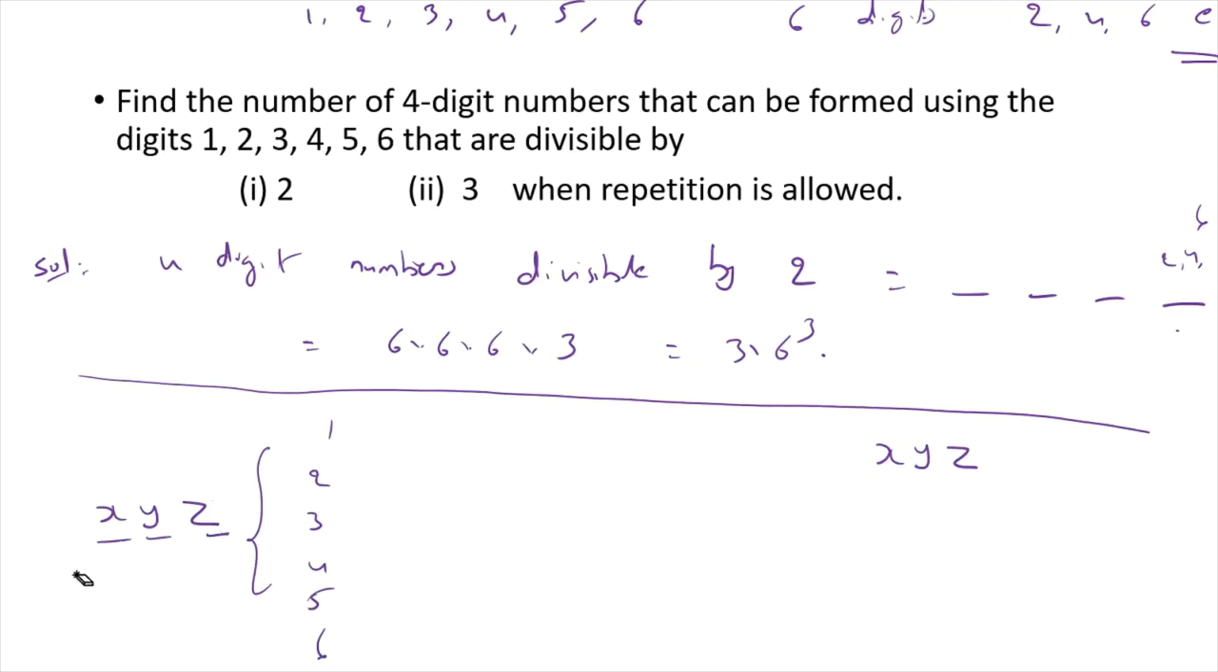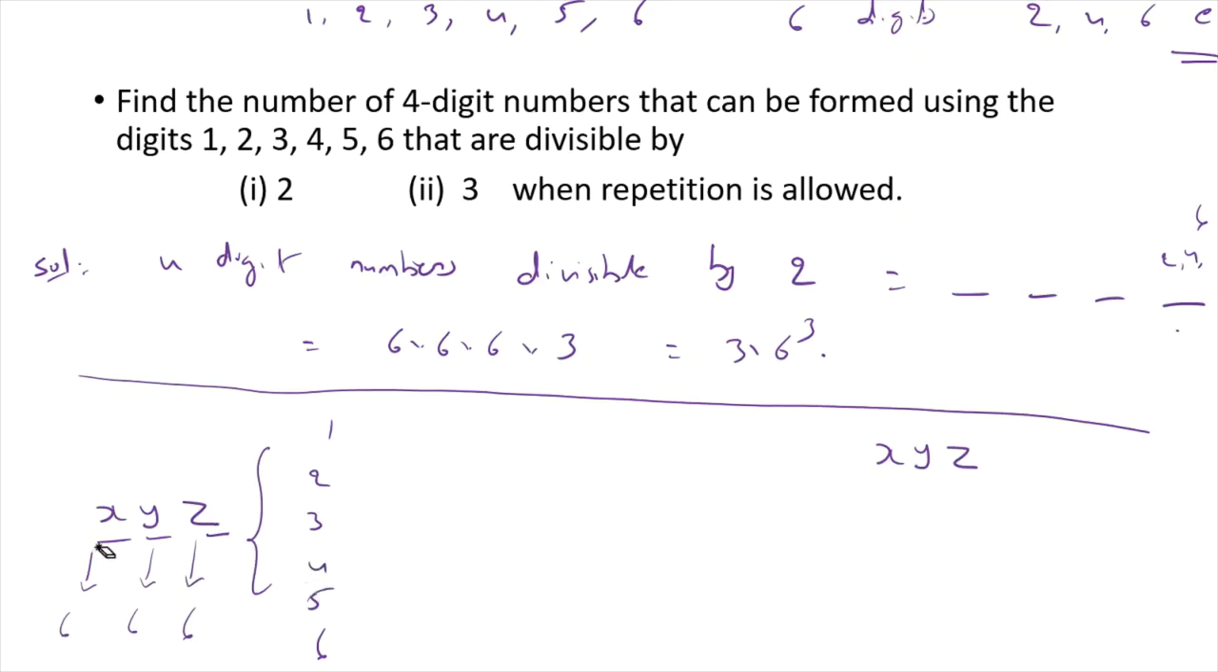So this place can be filled in 6 ways. This place can be filled in 6 ways. And this place can be filled in 6 ways. So I can fill the first 3 blanks in 6 raised to 3 ways. So after filling the first 3 blanks in 6 raised to 3 ways, now I can fill the fourth blank with any of these 6 numbers, 1, 2, 3, 4, 5, 6.